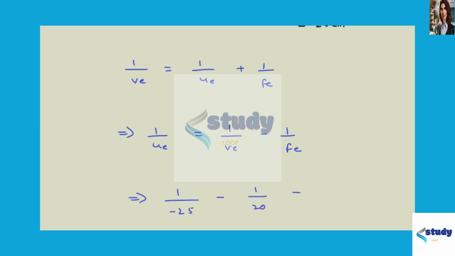Now the lens formula is given by 1 by VE is equal to 1 by UE plus 1 by FE. On further simplification, I can write 1 by UE is equal to 1 by VE minus 1 by FE. On solving it further, I can write 1 by minus 25 minus 1 by 20 is equal to minus 4 minus 5 by 100. So this is the equation. On simplification, I can write the value of UE is equal to minus 100 by 9, which is equal to 11.11 centimeter.